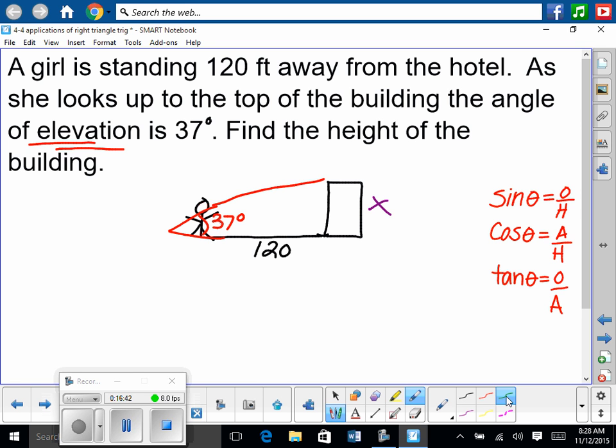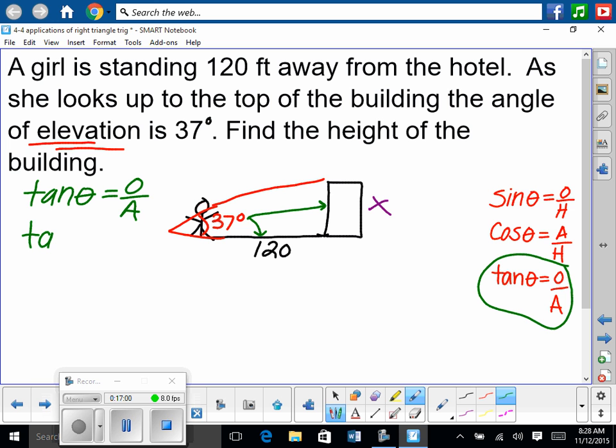We have this angle. We're going to be using the opposite and the adjacent side. Opposite and adjacent is tangent. So I'm going to be using tangent of theta is equal to opposite over adjacent. And then I plug in everything I know. Tangent of 37 degrees is equal to the opposite, which is x, right? Over the adjacent, which is 120. And then algebraically, we're just solving for x. So we multiply both sides by 120, right? Because it's in the bottom. And then x is solved for.